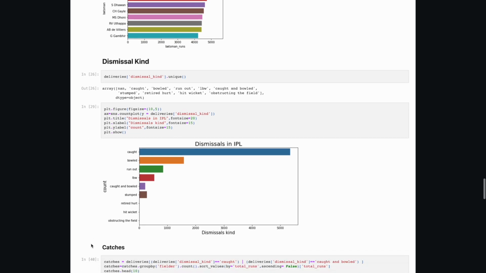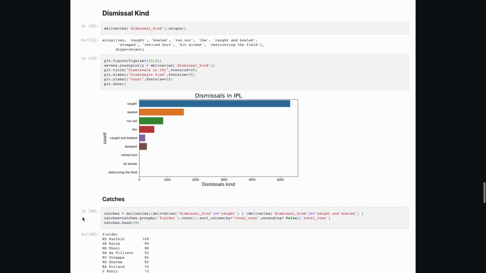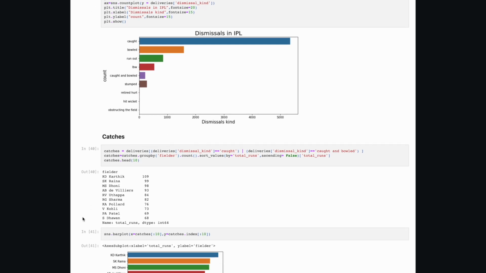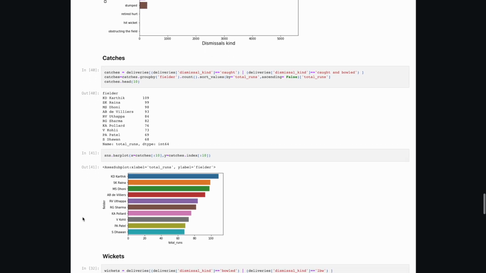Moving on, then we'll try to find how these persons are getting out, and that is the dismissal kind here. And there are various dismissal kinds, and we'll try to find the dismissal kind which has the highest count, and we get to know that getting caught is how most batsmen get dismissed. And looking specifically from that perspective, we will analyze based on catches who's the fielder who took the most number of catches, and we get to know that KD Karthik is that person.